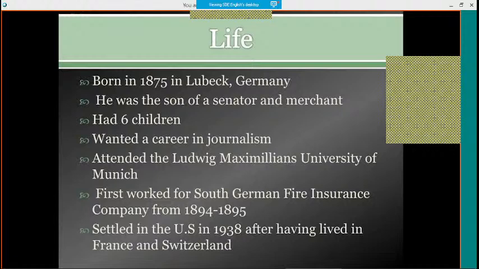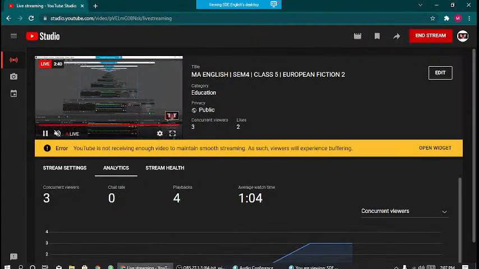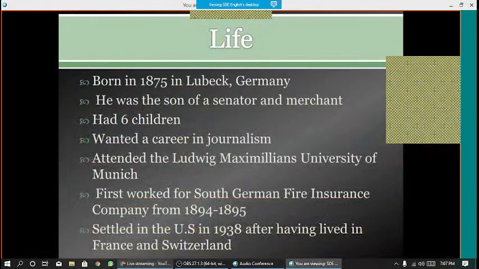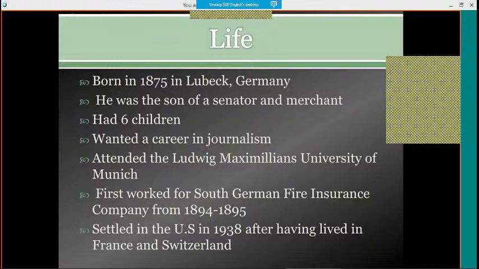He's a major figure of early 20th century literature. He was born in 1875 in Lübeck, Germany, and he's famous for both his fiction as well as critical essays. He was born in a very distinguished merchant family, as the son of a senator and merchant, and it had a great literary lineage.